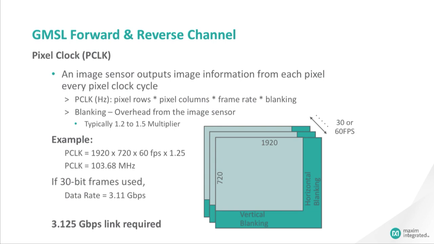To calculate the pixel clock, or P clock, from an image resolution, multiply the number of rows, the number of columns, the frame rate, and the blanking factor. In the example given, a typical 1920 by 720 display with 60 frames per second update rate needs a P clock of 103.68 MHz. If the serializer sends 30-bit packets, this requires a 3.125 gigabit per second data rate.